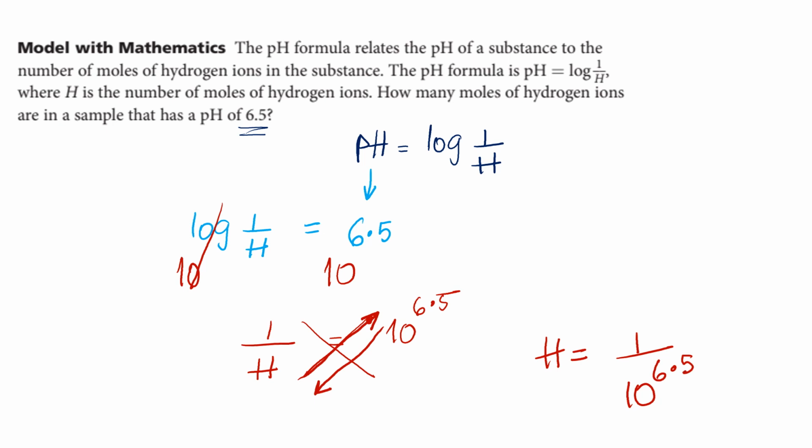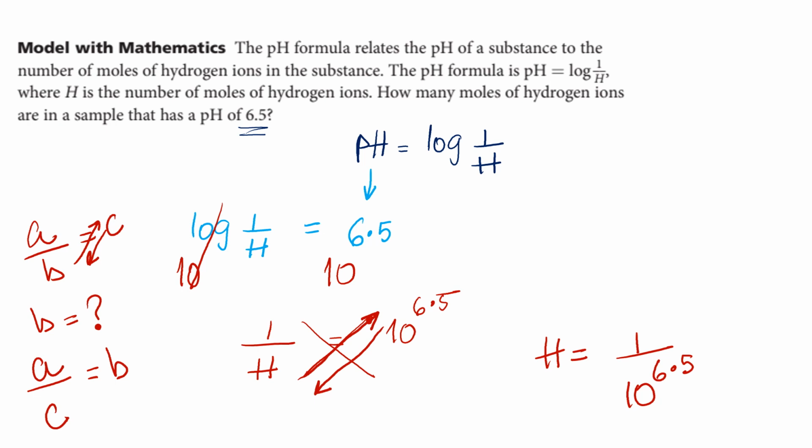To understand this, remember that A over B equals C. If you need to find B, the places of B and C will be interchanged. It means C will become B and B will become C and A stays as it is. Now write it in the calculator to get the final answer. So 1 divided by 10 to the power of 6.5.